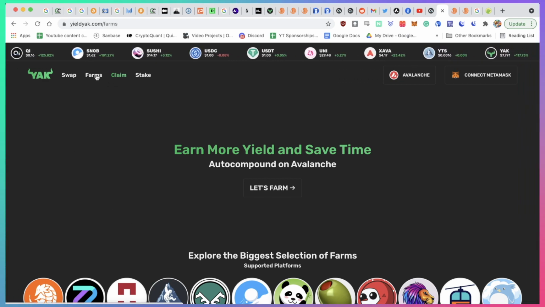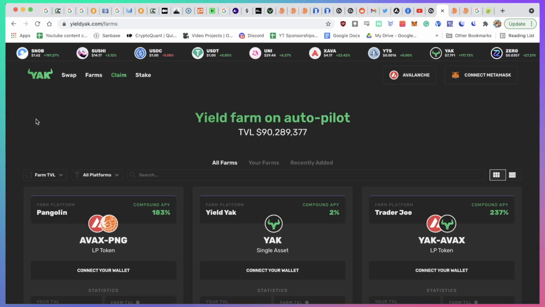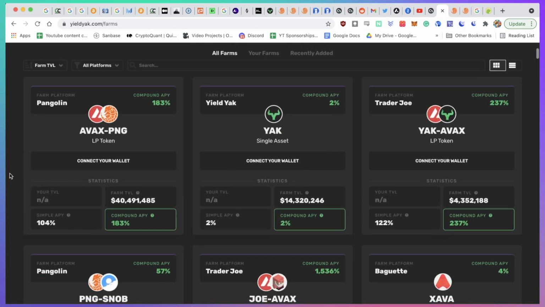So if I click on farms, you're going to get two types of interest rates. You're going to get the normal, the simple APY, and then you're going to get the compounding APY. So for example, here, AVAX-PNG.